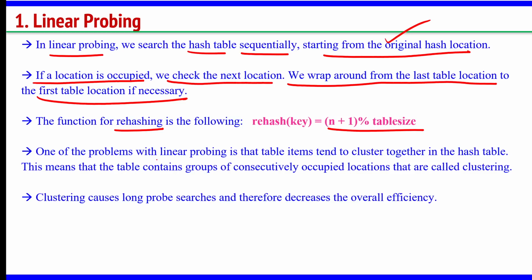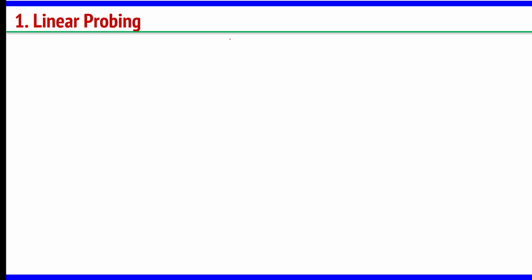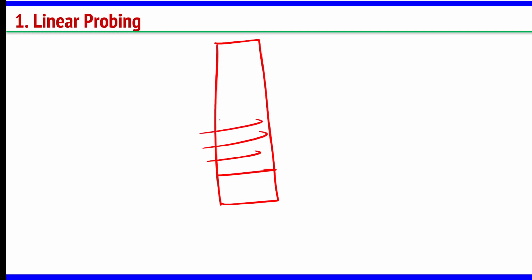One of the problems with linear probing is that table items tend to cluster together in the hash table. There is a chance of clustering, meaning when I have a hash table of size 10 like this, there is a chance all elements can end up together here only.